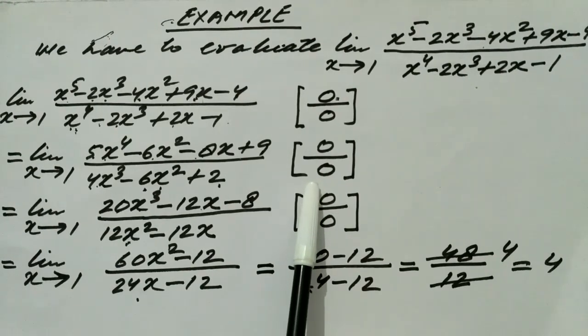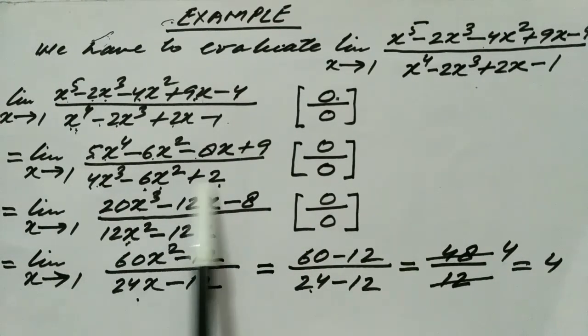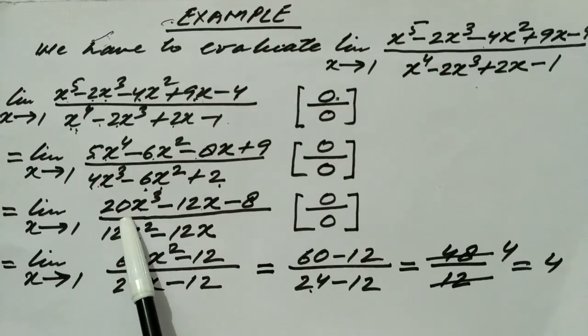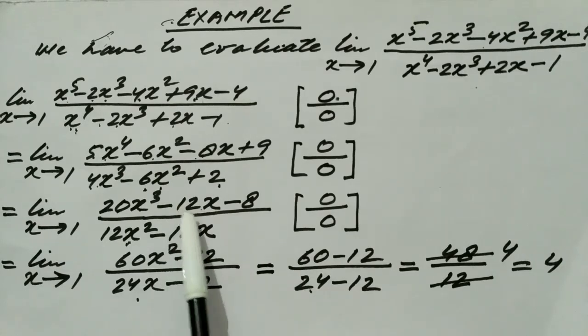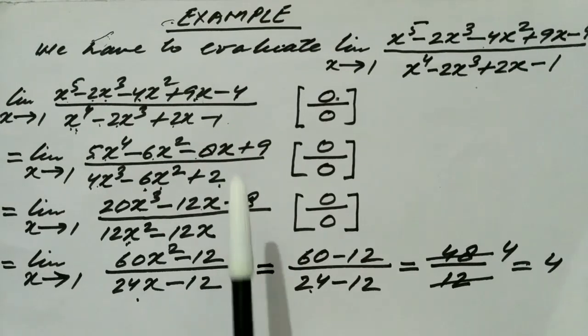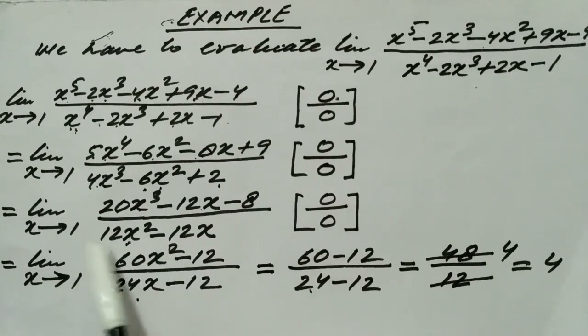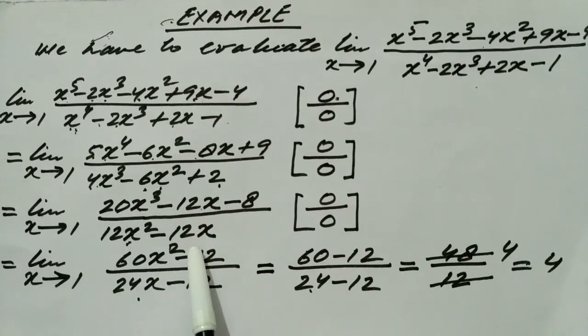So according to L'Hospital rule, once again we have to differentiate numerator and denominator. The first term is 5x to the power 4, and the differential is 20x cube, and the next term is minus 6x square. The differential is minus 12x, and the next term is minus 8x. Differential is minus 8, and because 9 is a constant term, its differential is 0. In the denominator, the differential of 4x cube is 12x square, and of minus 6x square is minus 12x.